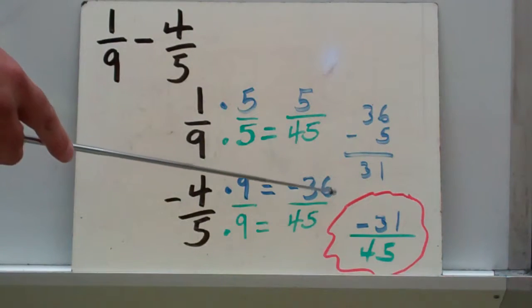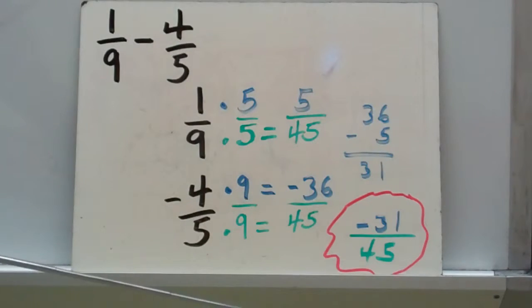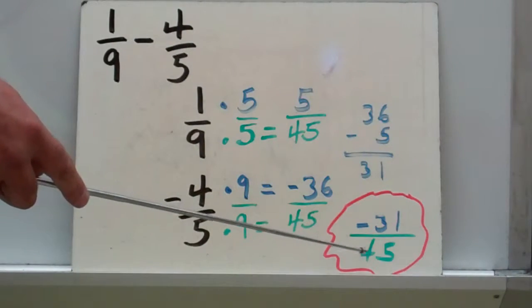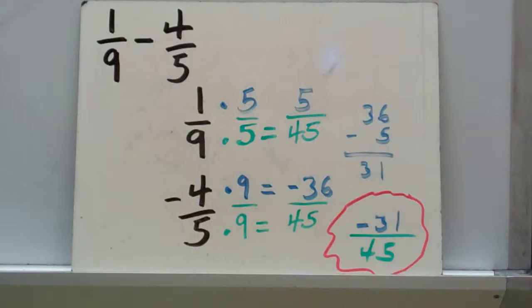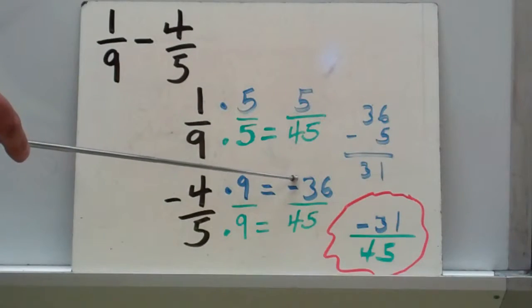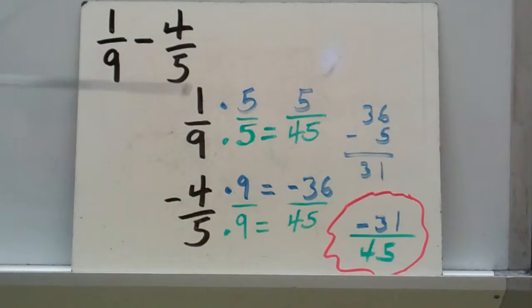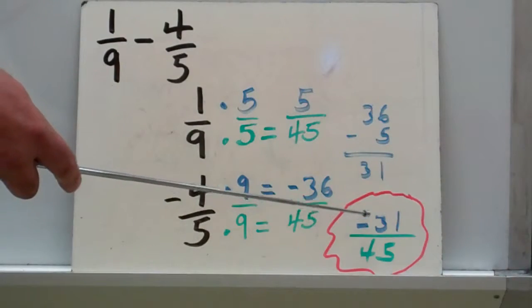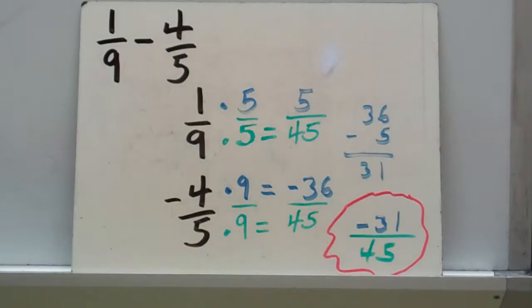So we have 31 to go into our numerator. 45 will be our denominator. Remember, that will not change once we find a common denominator. And since 36 over here was the larger quantity, our answer is going to be negative, so we'll end up with a negative 31 over 45.